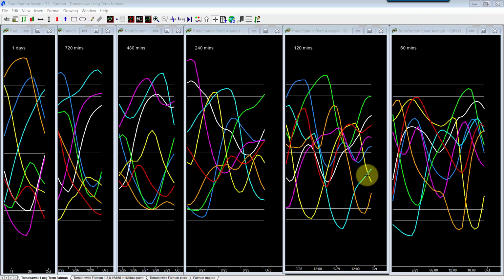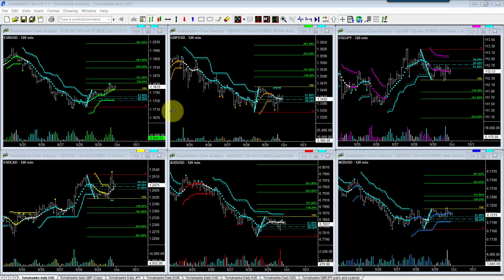Okay, so let's see how we got on today. From the 120 minute fat man here, you can see the US dollar did indeed turn up and strengthen throughout today. And we will see in the charts how it got on against the other currency pairs. You can see here we expect it to have made good ground against the pound, which turned down, and the Canadian, which also turned down, but not so well against the euro, which instead strengthened itself throughout today and was above the blue cyan line of the US dollar. Okay, so looking at the 120 minute charts here, we'll go through these individually.